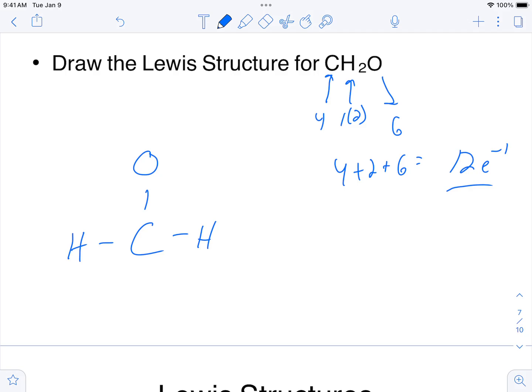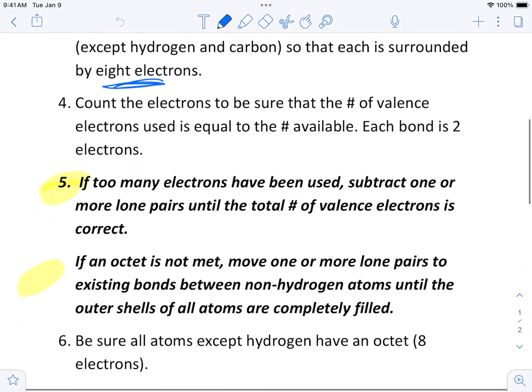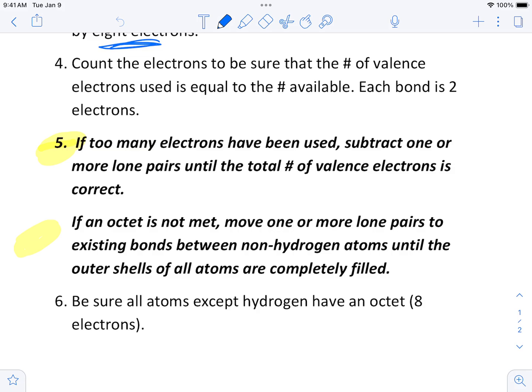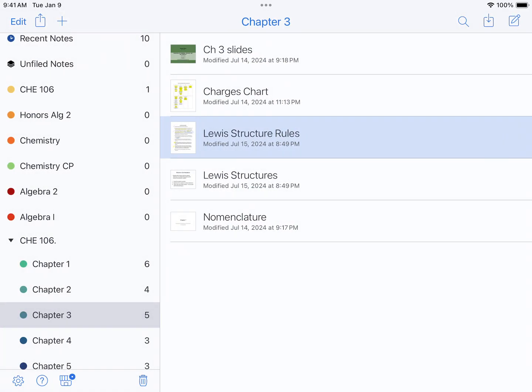It says to add dots to everything except carbon and hydrogen. So they have 8. So their oxygen now has 8. Let's count them up. Let's see if we have this 12: 2, 4, 6, 8, 10, 12. You may be thinking, okay, we're good here. Step number 6. Be sure all atoms except hydrogen have an octet.